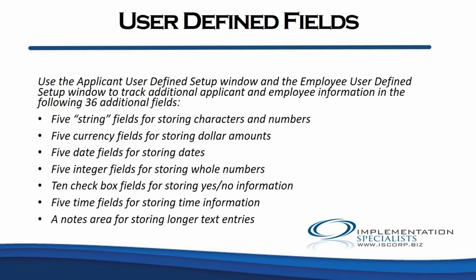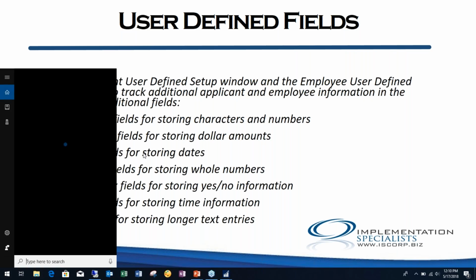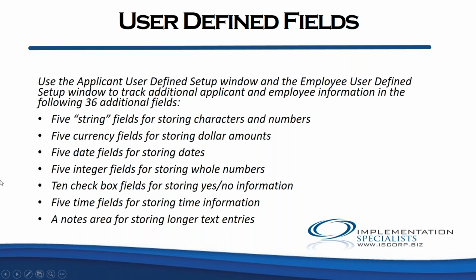User-defined fields, similar but a little bit different. User-defined fields are for applicants or employees. It tracks 36 additional fields, and the neat thing about user-defined fields is it's its own window, and also you can report on any of this information. So again, a lot of the fields are 5: you have 5 string fields for characters and numbers, 5 currency fields for storing dollar amounts, 5 date fields for storing dates, and then 5 integer fields for storing whole numbers.